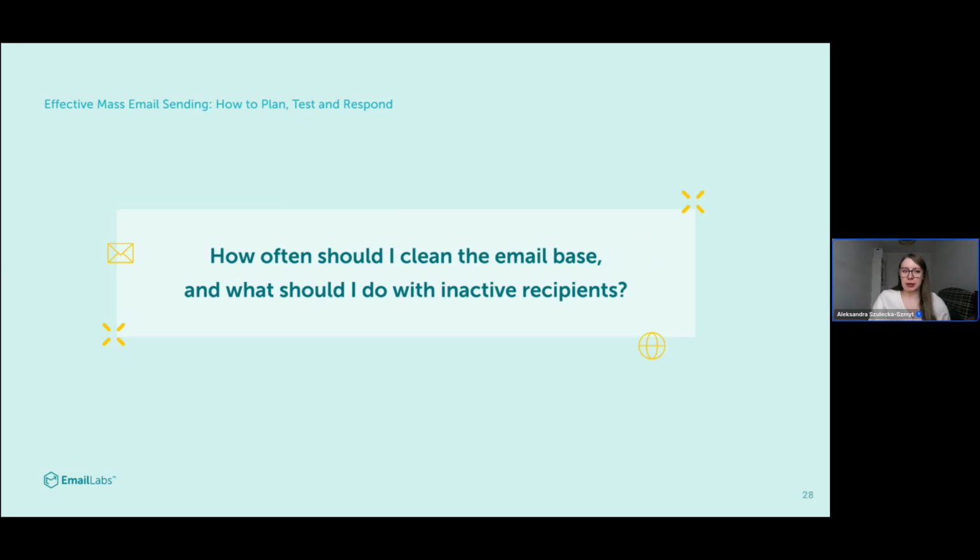How often should I clean the email base, and what should I do with inactive recipients? It depends. Inactive recipients, as we already said, should be treated with a sunset policy. If they're inactive because they receive hard bounces, then obviously they should be deleted from your contact base. If you get unsubscribes and spam complaints, then they should also be deleted. And how often should you do that? In my opinion, you should clean your email base after every mass sending.